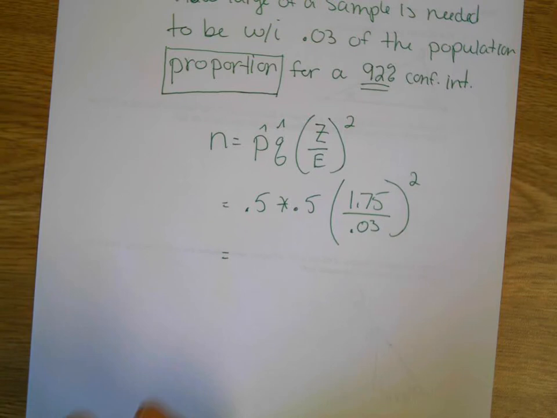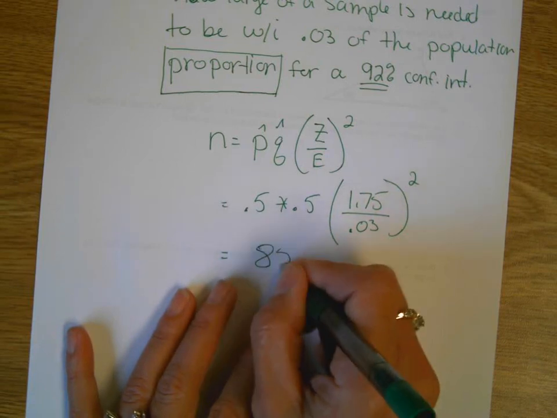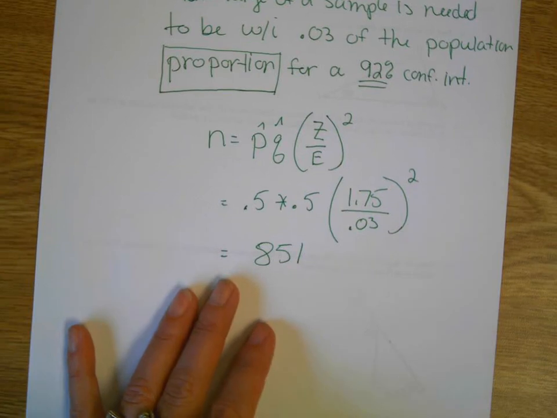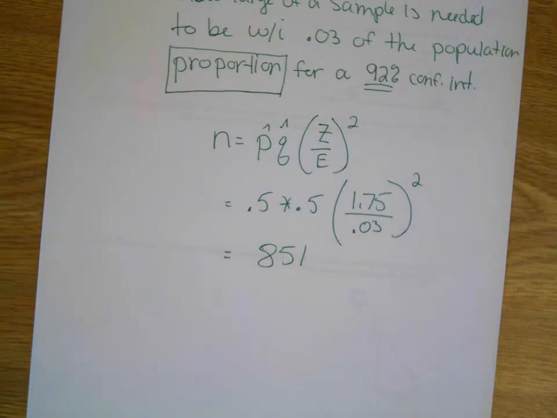And remember, this is a sample. If you were doing this survey, how many people would you have to talk to? 851. What was the decimal? 0.7. Oh, so it did round up. Even if it was 850.2, you still give me 851. Otherwise, minus 1 for you on your test.